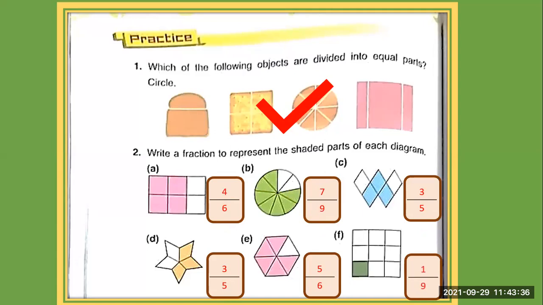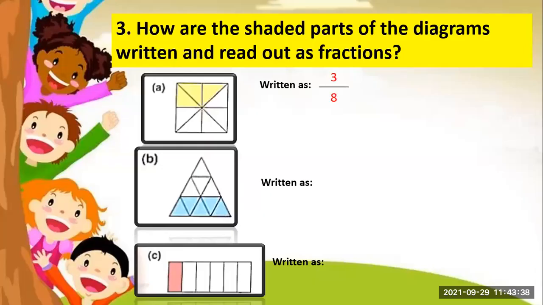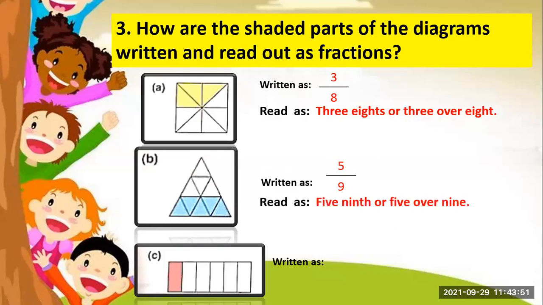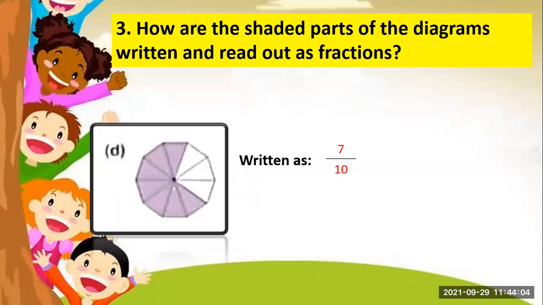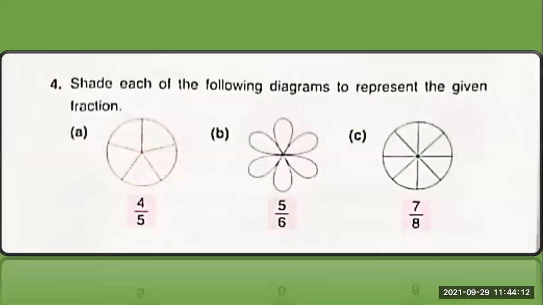Letter F is 1/9. In the next item, we write 3/8 because 3 parts are shaded and there are 8 equal parts, and we read it as three eighths. Letter B, 5/9, read as five ninths. Letter C, 1/6, one sixth. Letter D, 7/10, seven tenths. I hope you have these already.